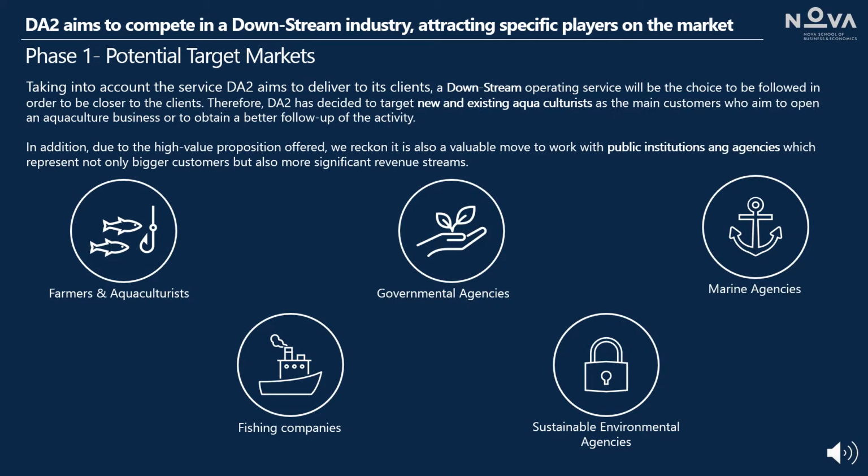Regarding our potential target markets, taking into account the service DA2 aims to deliver to its clients, a downstream operating service will be the choice to be followed in order to be closer to the clients. Therefore, DA2 has decided to target new and existing aquaculturists as a main customer who aims to open an aquaculture business or to obtain a better follow-up of the activity. In addition, due to the high value proposition offered, we reckon it is also a valuable move to work with public institutions and agencies, which represent not only bigger customers but also a more significant revenue stream.